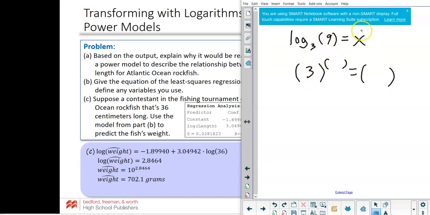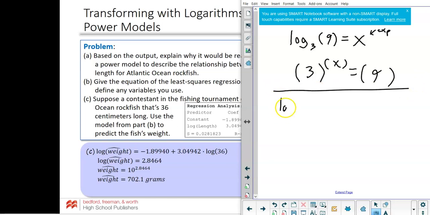A logarithm is the exponent. The exponent's always on the other side of the logarithm. So x is the exponent, and 9 is the number over there. So you would rewrite that as 3 to the x equals 9. 3 squared, of course, equals 9, and that's how you do that problem. So let's try to solve this problem.